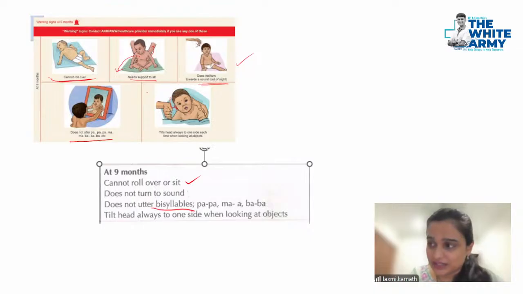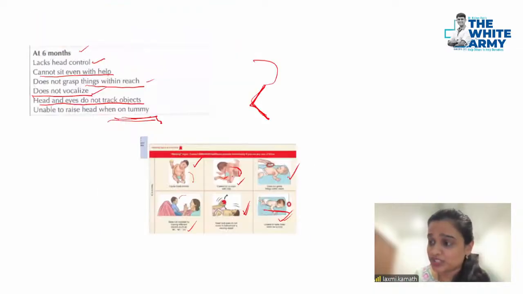So the red flag that is does not turn towards the sound has been put at 6 months, because we have known that hearing evaluation or hearing impairment should be corrected at the earliest. So now the new guidelines are the hearing problem should be diagnosed at birth. By 1 month should be completely screened. By 3 months should be treated.